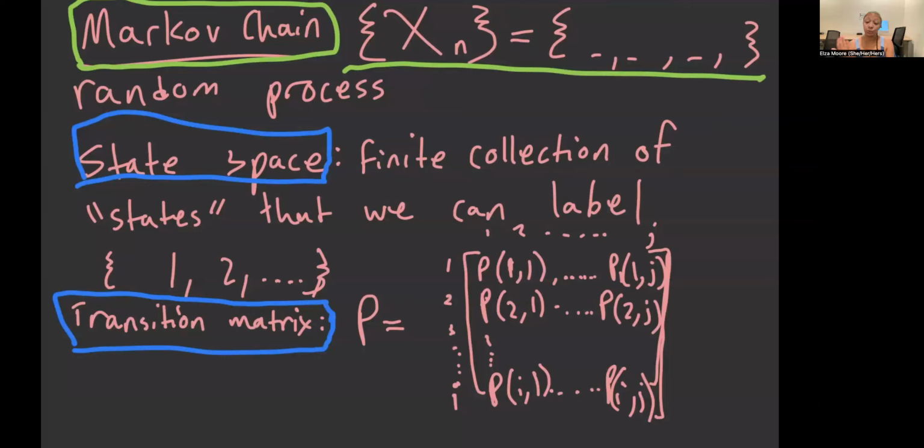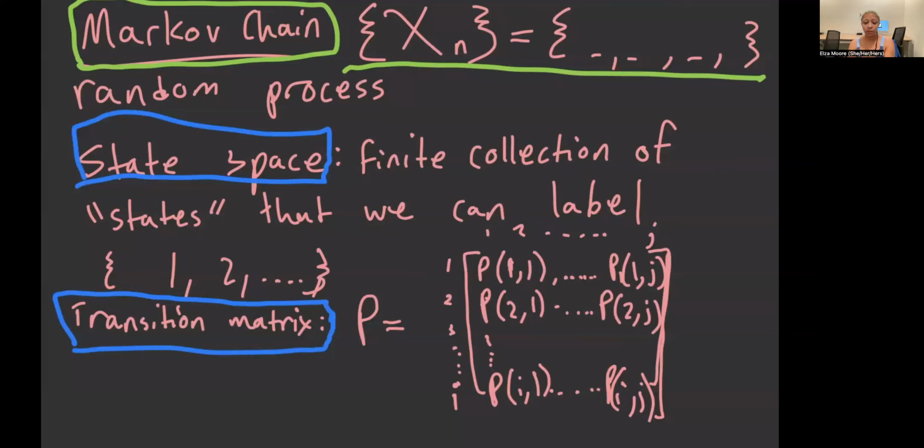In order to describe a Markov chain, you need a state space, which for a finite or discrete Markov chain is a finite collection of states that we can label using positive integer values in this case. I decided to start at 1 just to make this example a bit simpler, although you can start at 0 as well.